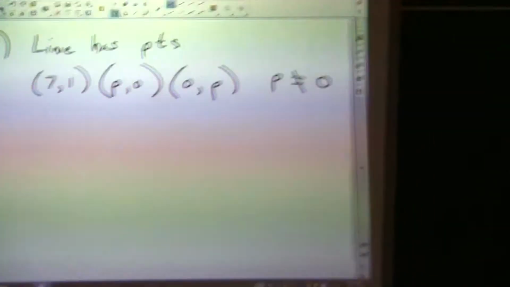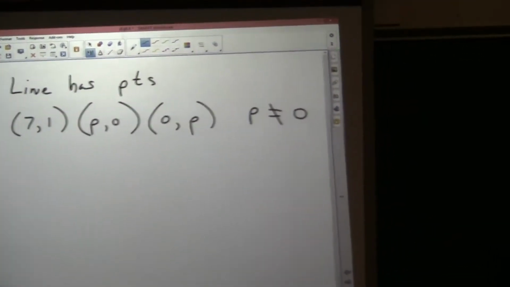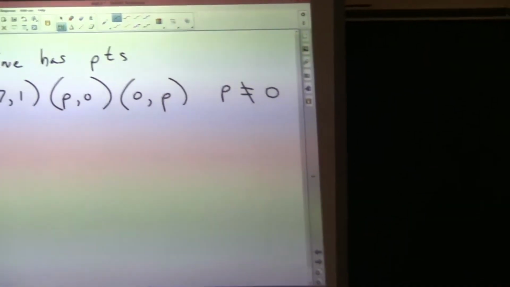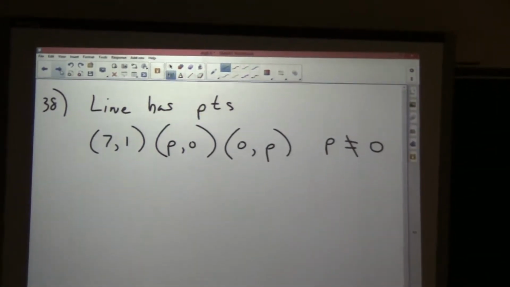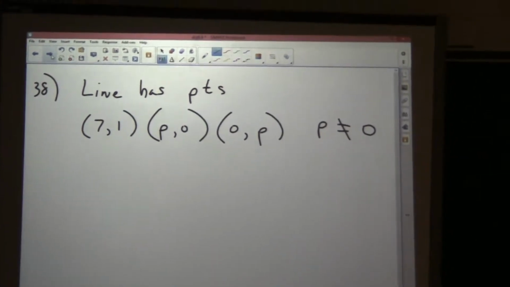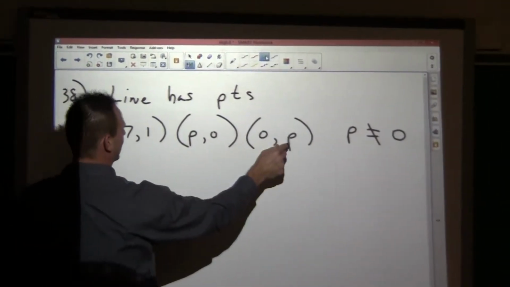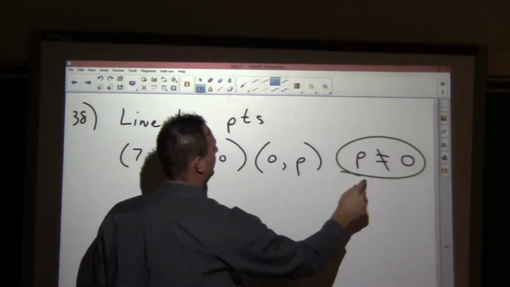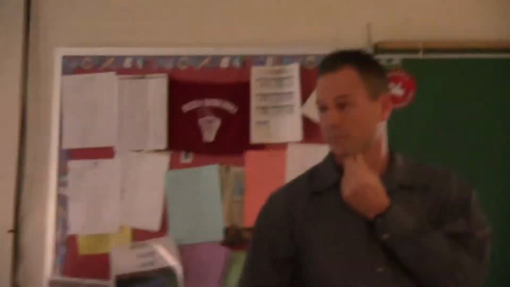Number 38. Now for number 38, it says the line that contains (7, 1), (p, 0), and (0, p), for when p cannot be 0. So the one thing that I do know, I know that p, this guy, cannot be 0. Cannot happen. All right, so this is a recognition problem.